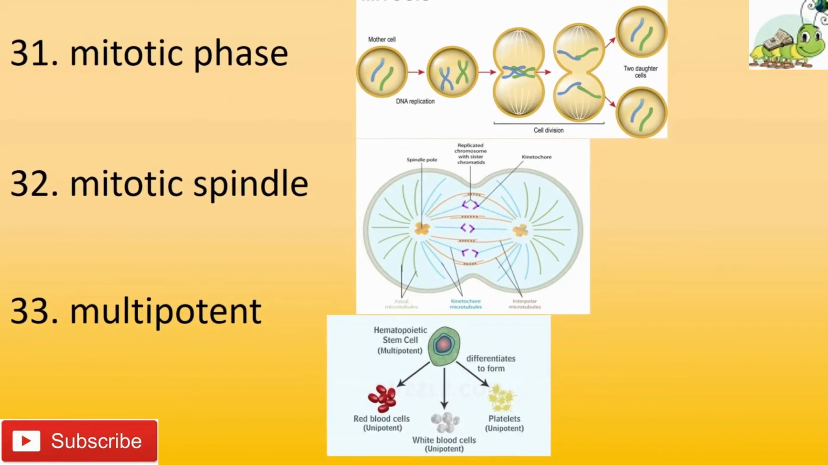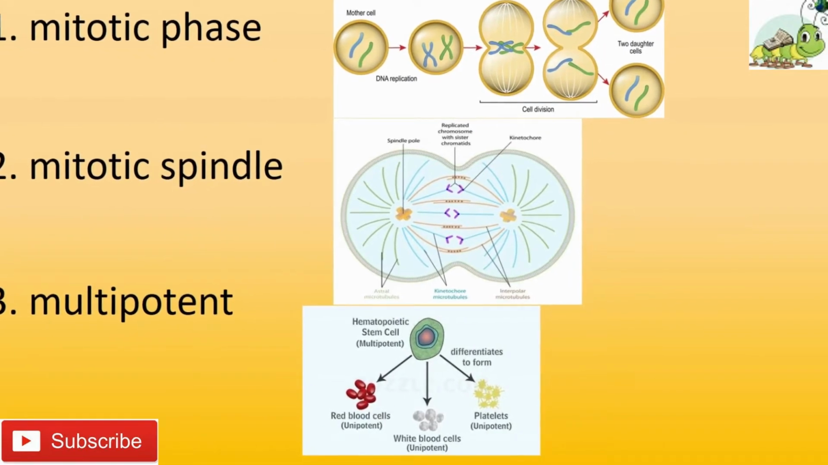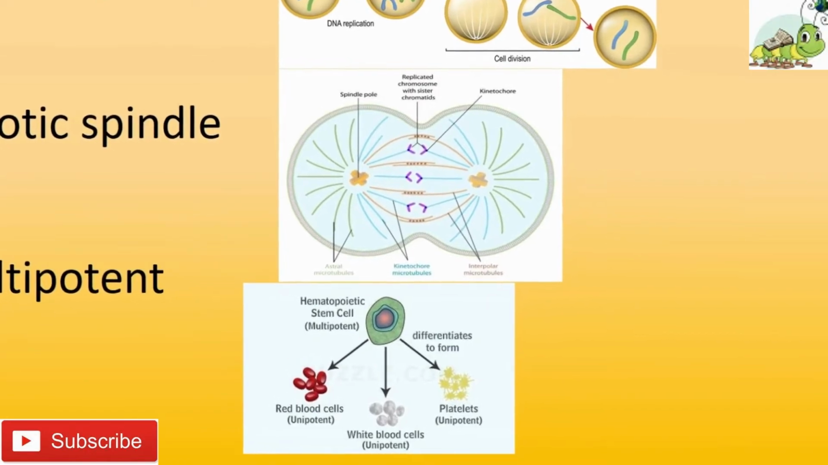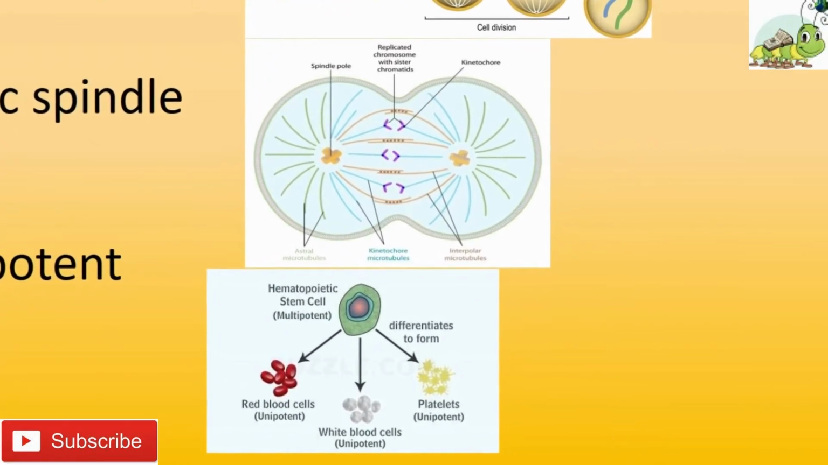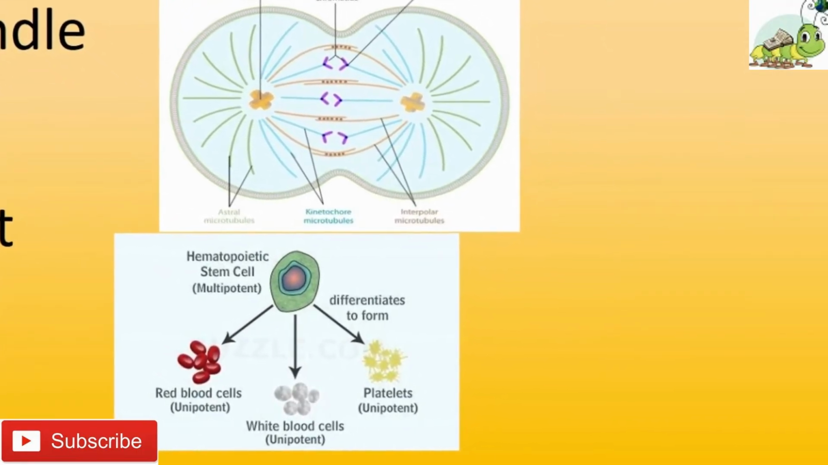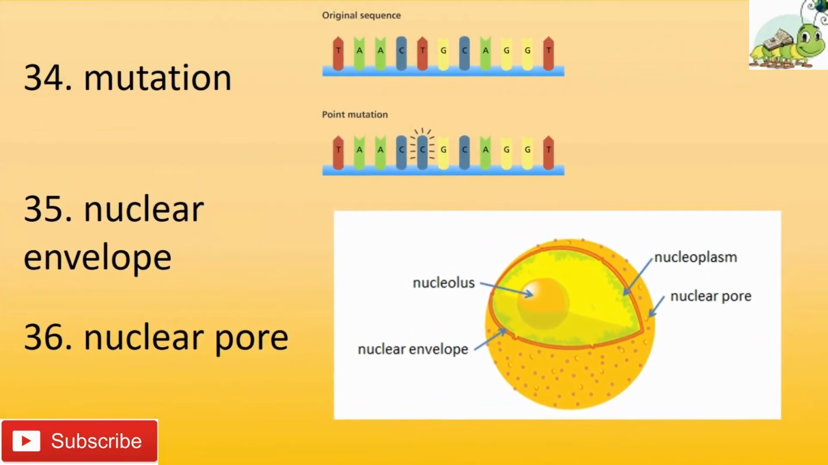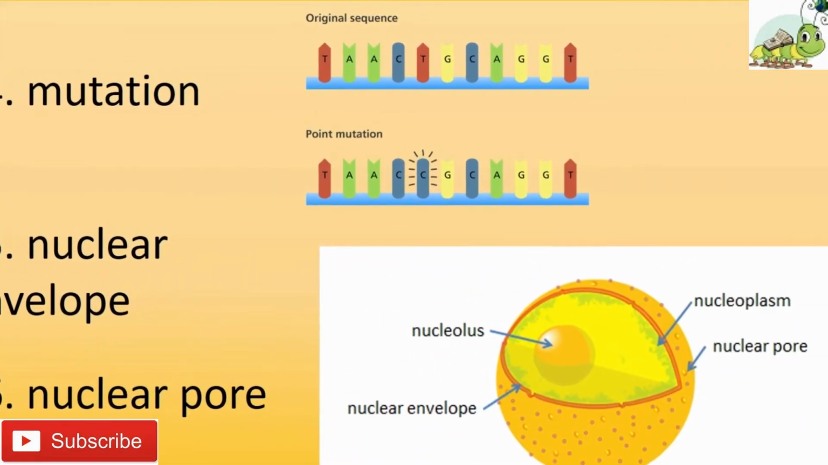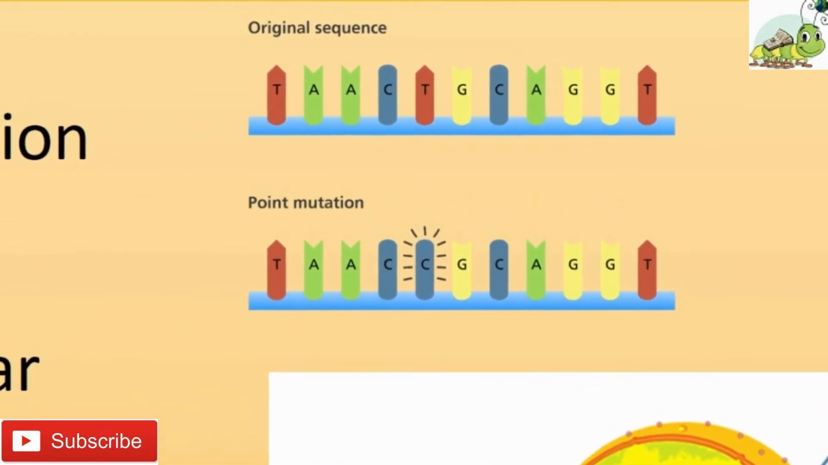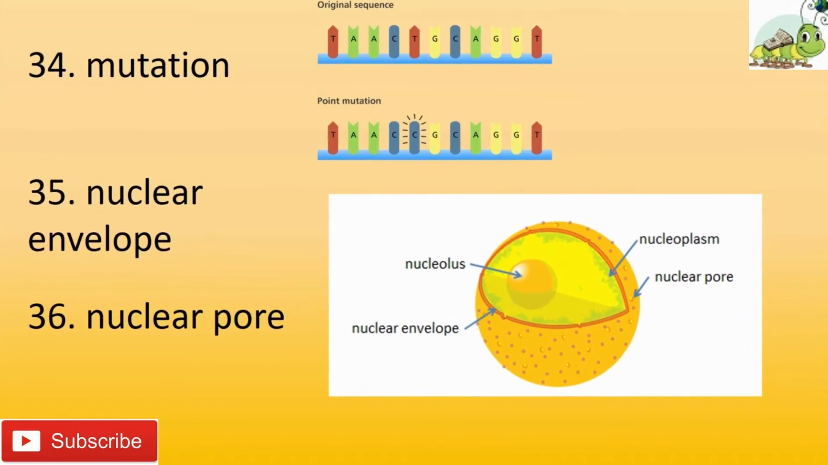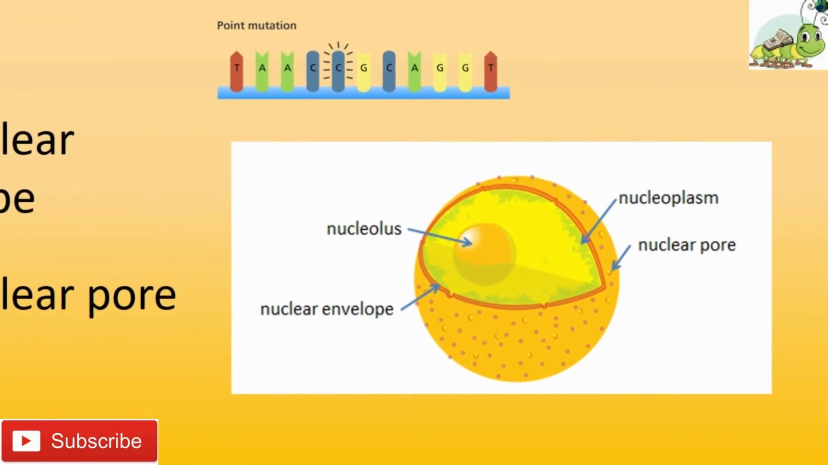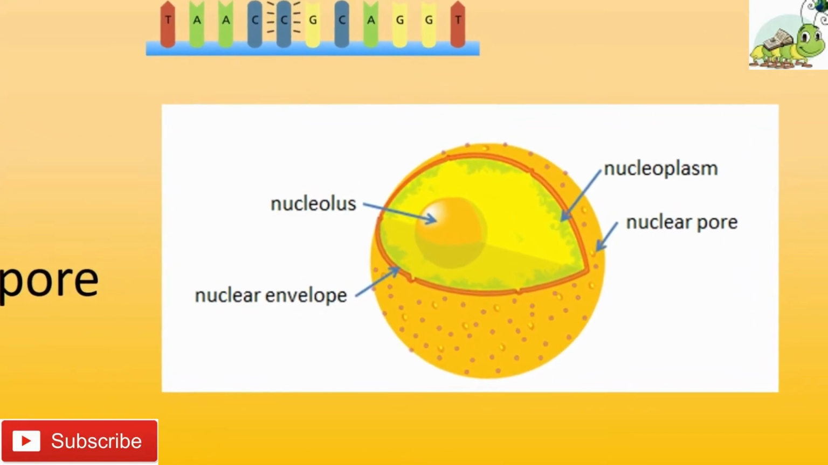What is called multipotent? That describes the condition of being able to differentiate into different types of cells within a given cell lineage or small number of lineages, such as a red blood cell or white blood cell. 34. The mutation. Change in the nucleotide sequence in a gene within a cell's DNA. What is called the nuclear envelope? The membrane that surrounds the nucleus, consisting of a double lipid bilayer.